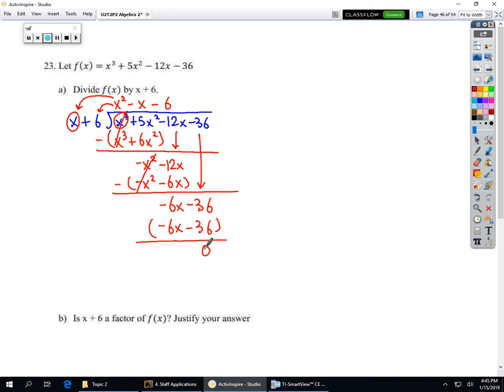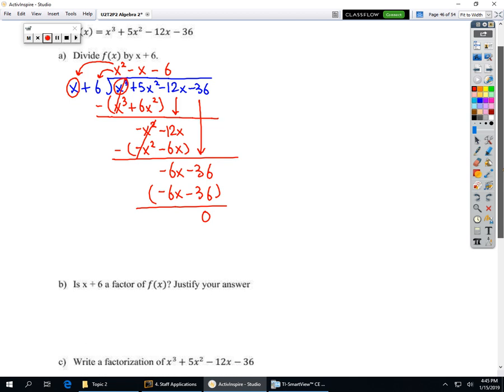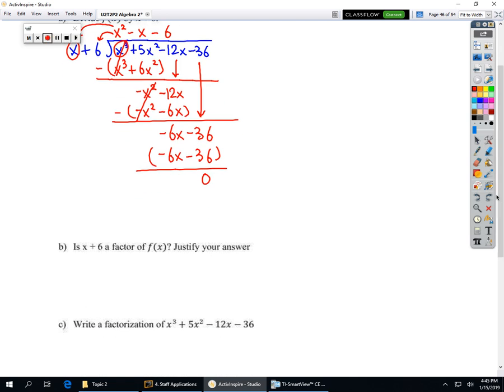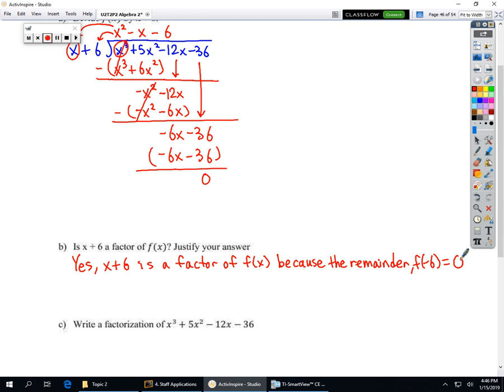So what does that tell me? This question leads directly into problem B. I divided and I ended up with a 0 at the end. This means that my remainder is 0. So is this a factor? So yes. x plus 6 is a factor of f of x, because the remainder, f of negative 6, equals 0. So you could just say the remainder is 0.